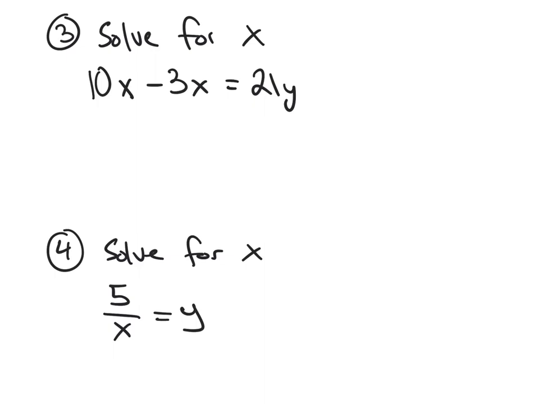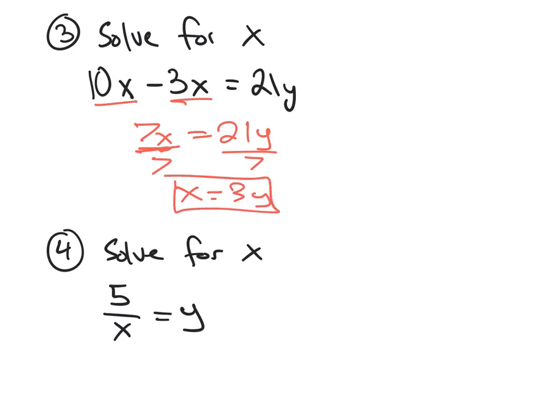This third problem now says solve for x. All right, so this one I got to do a little differently. I notice that I've got two terms that have x in them. Well, they're on the same side, so I can combine them. 10x take away 3x would be 7x equals 21y. And here you got to pay attention. What are you solving for? I'm trying to solve for x. So I've got to divide by 7 on both sides, and then I'll get x equals 3y, and that's my answer. X equals 3y.